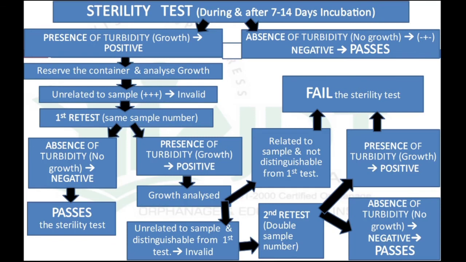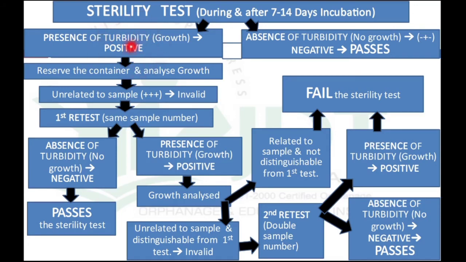So during and after the 7 to 14 days of incubation, there are two chances. First one is absence of turbidity, which indicates no growth of microorganism. It indicates a negative test for sterility testing, and the sample passes the test for sterility. And another chance is the presence of turbidity, which indicates the presence of growth of microorganism. It will give positive evidence.